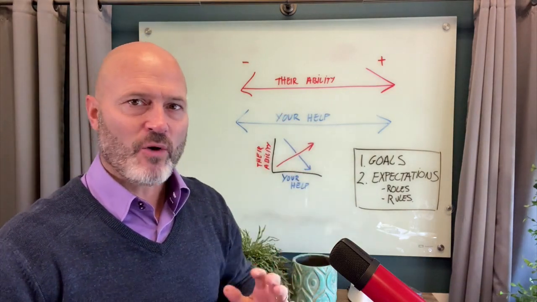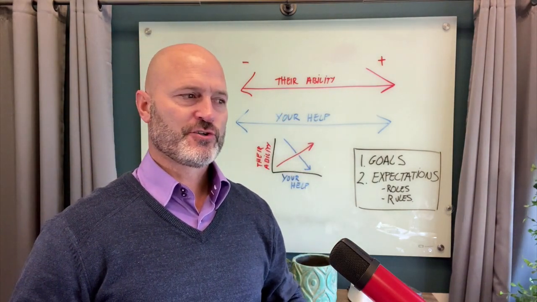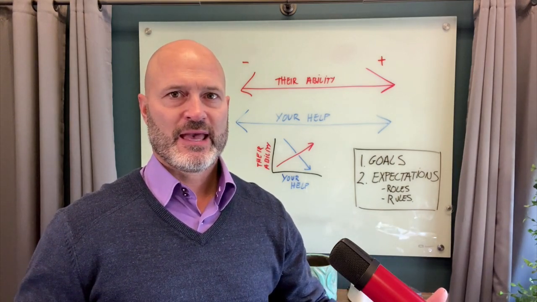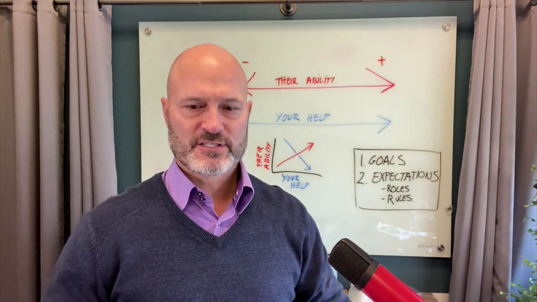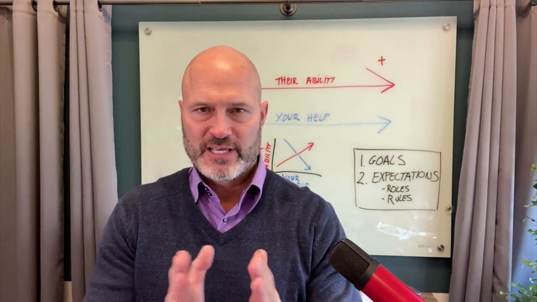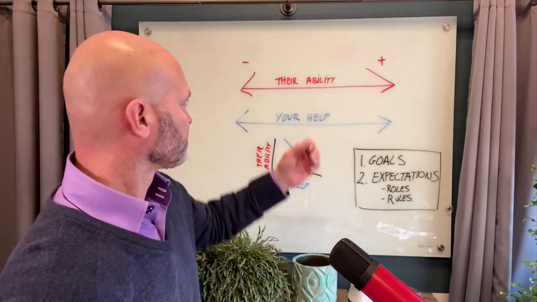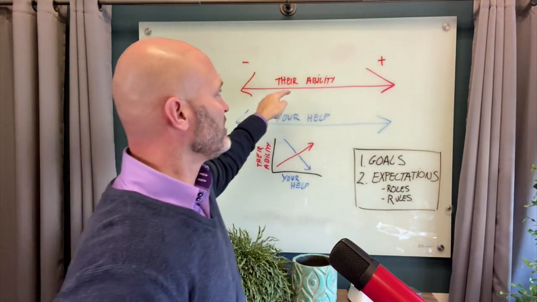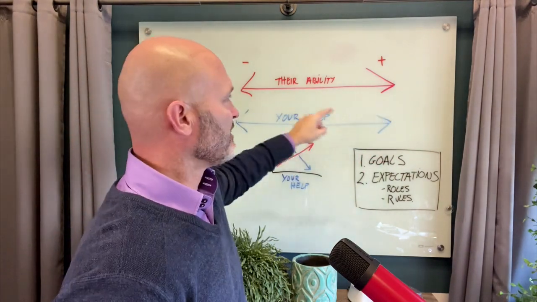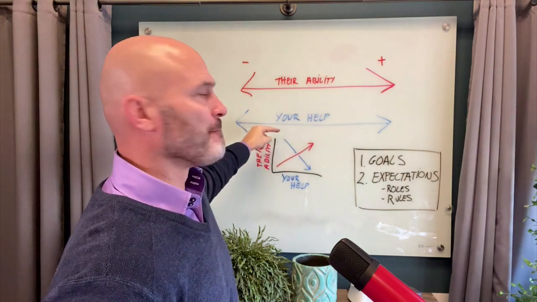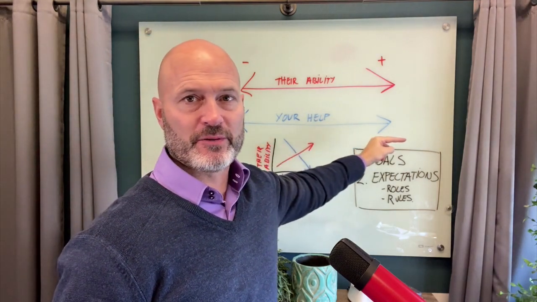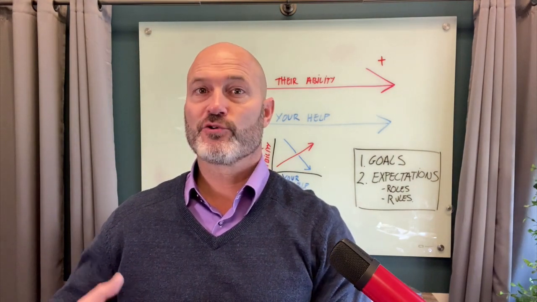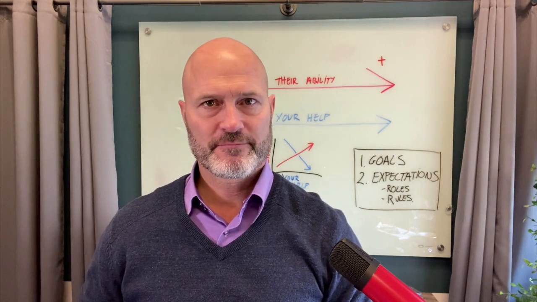So this is how I conceptualize the transition from support to enabling, and it's not like there's a fine line between the two. There's a gray area in between. As the other person's ability increases, if my help increases with their ability, then I'm doing more for them than they're doing for themselves. And that's called enabling.